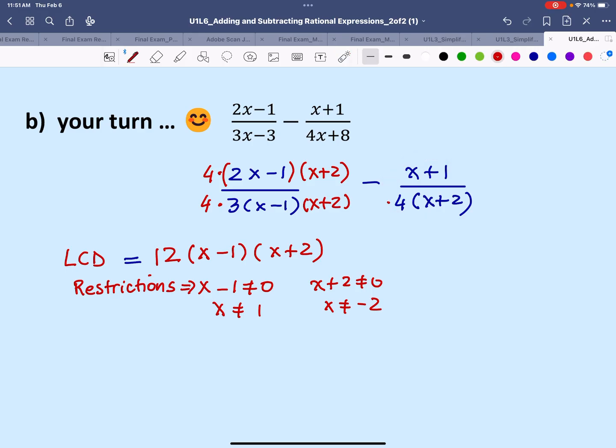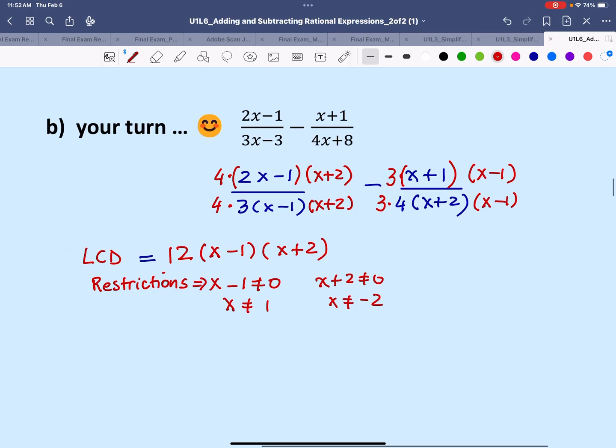So in the same way, we're going to treat this rational term. Number 4 has to become a 12, so multiply by a 3, both numerator and denominator. This is a binomial. Keep it in brackets. And we have a factor of x plus 2. We need x minus 1 to come in. So we are going to multiply by x minus 1, both numerator and denominator.